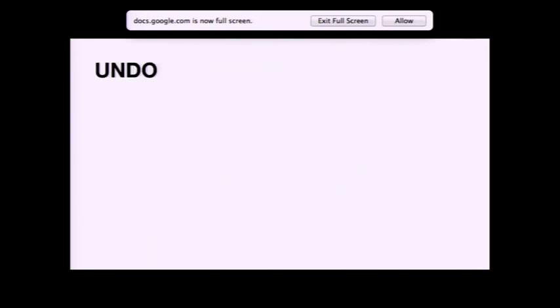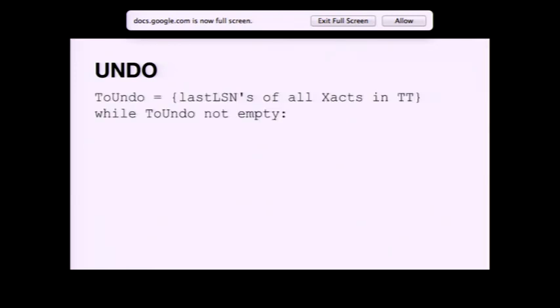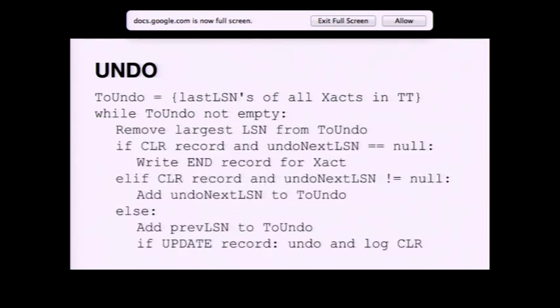Now for the undo phase. The undo phase is where we actually start writing new log records. So we don't write any log records to the log during analysis or redo, but during undo, this is where we have to actually start writing CLRs. The algorithm is, we start with a set, let's call that toUndo. It's the set of the last LSNs of all transactions in the transaction table.